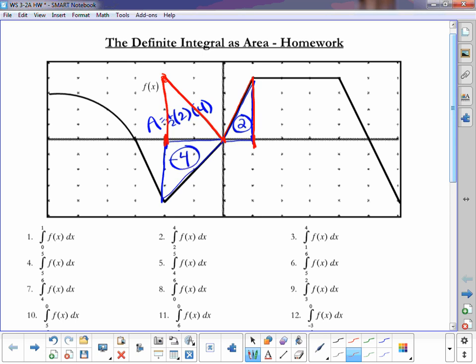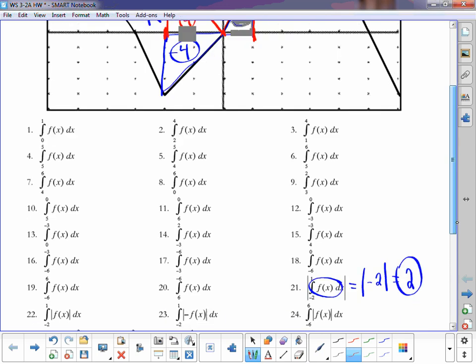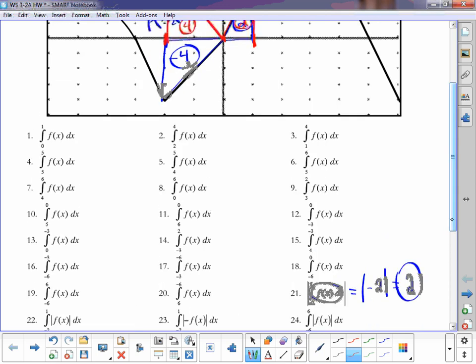So what that did is that takes my negative area and turns it into a positive. So I now have only positive areas to add together. So really all it does is it makes a negative area positive. But you make those areas positive before you add them together. So then I have 4 plus 2, which would give me an area of 6.